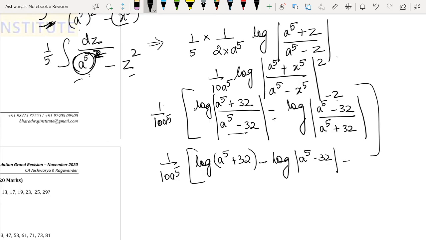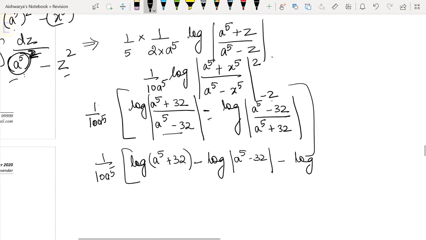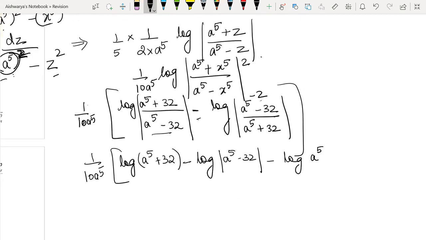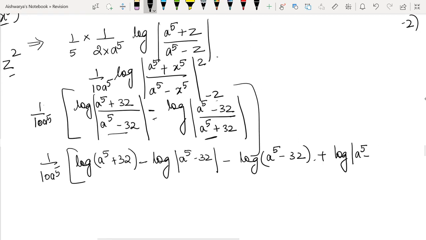Now again there is a minus here, so this will become minus log a power 5 minus 32. You will have it like this here, and this is in the denominator, so it will become minus, but there is already a minus outside, so it will become plus log of a power 5 plus 32. Close the bracket. Now if you notice, this is repeated 2 times.